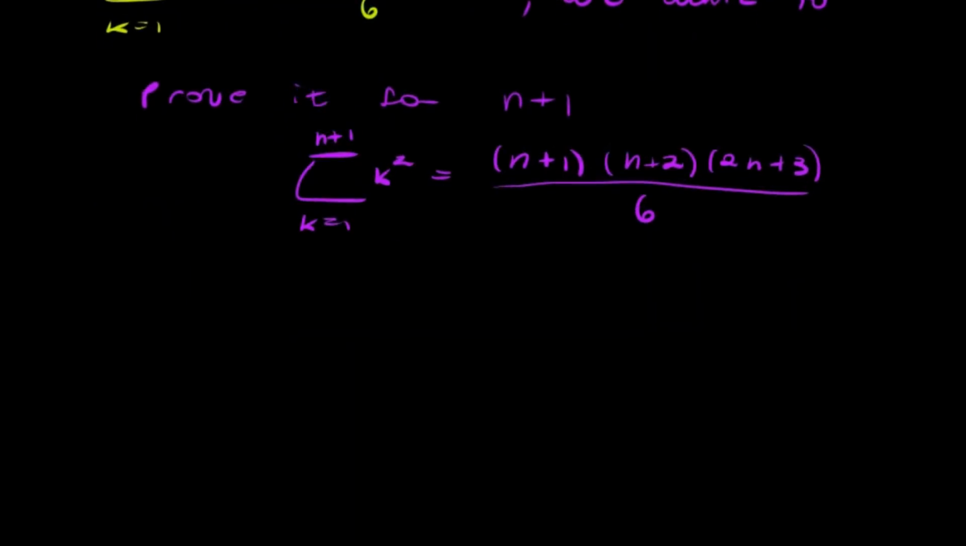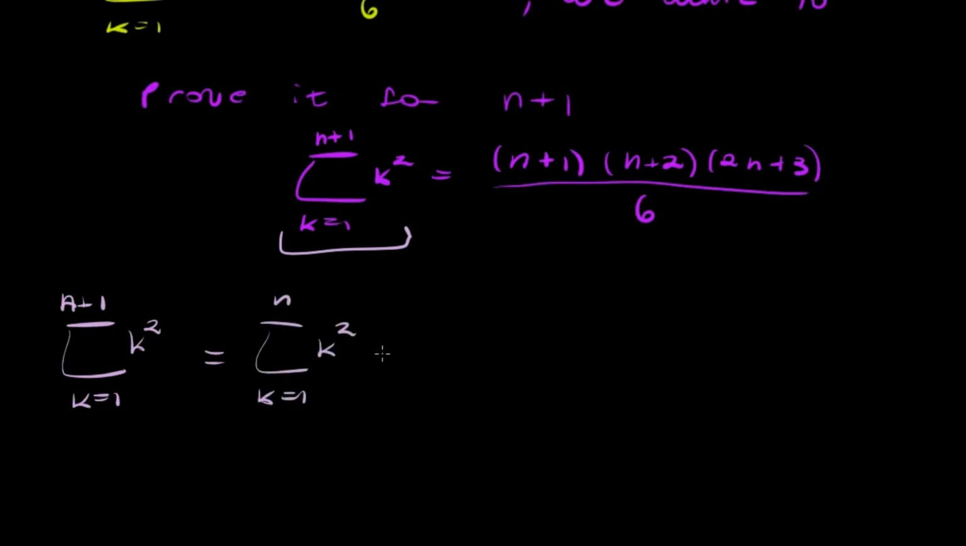Okay, let's start with this side. So this is the sum up to n plus 1, starting from 1, of k squared. As I said before, when we have a sum, most of the time we will divide it into two sums. This one and the last term, this would be n plus 1 squared. This is when k is equal to n plus 1, so we are adding up n plus 1 squared, this one.